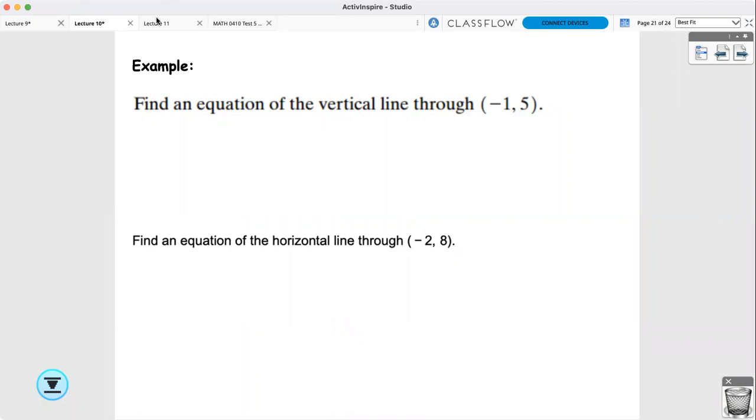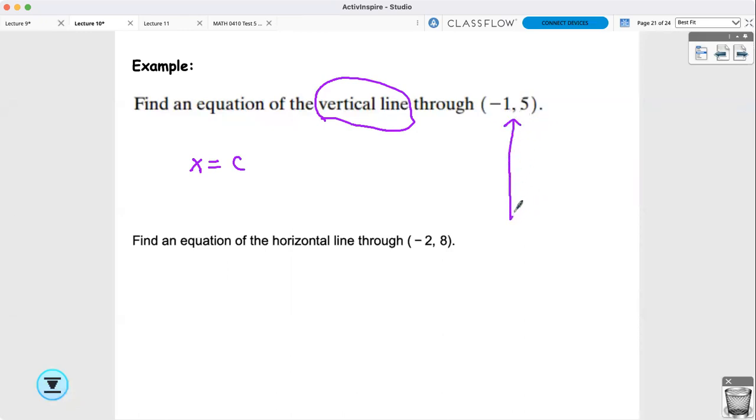Look at the first example. Find an equation of the vertical line through -1, 5. Well, we know a vertical line is x equals a constant. Our job is to find out what that constant is. Now, this is where it gets a little interesting, right? So let me show you how I will figure it out.